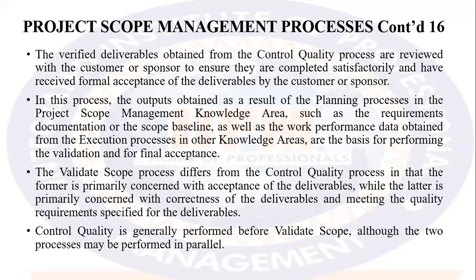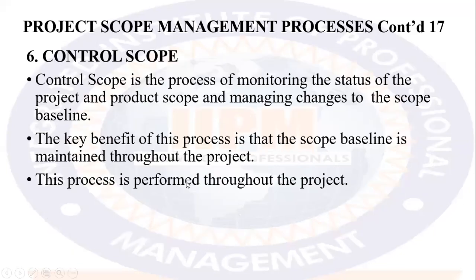Okay. So while control quality is more of ensuring that the quality requirements are met, the correctness of the product, and quality standards are put in check, validate scope is more of ensuring the process through which the scope will be accepted. Okay, very, very important. However, the two can be done in parallel.